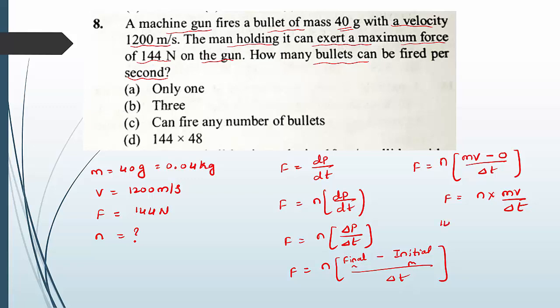Force is given, 144 is equal to number of bullets, which we have to calculate, keep as it is. Mass is given, 0.04. Velocity is 1200 meter per second, divided by 1, since it is firing per second. Calculate all these values and you will get the answer n equal to 3. Number of bullets that can be fired per second is 3. So go for option B. 3 bullets can be fired.